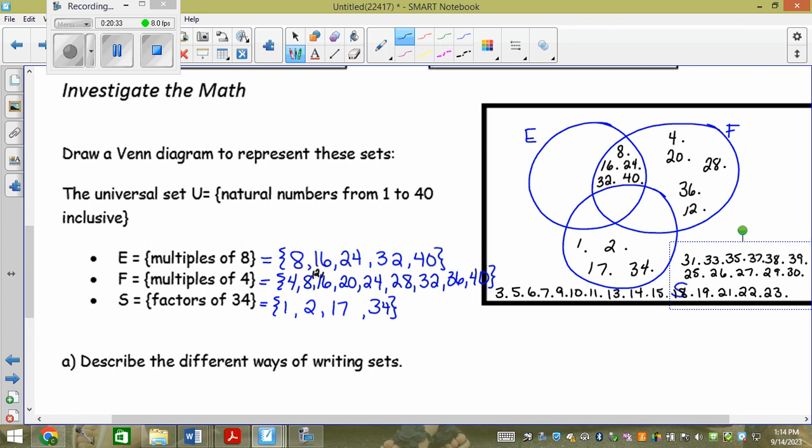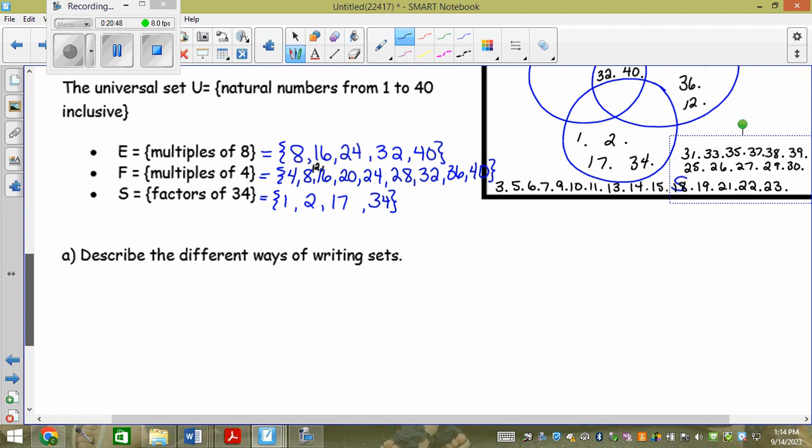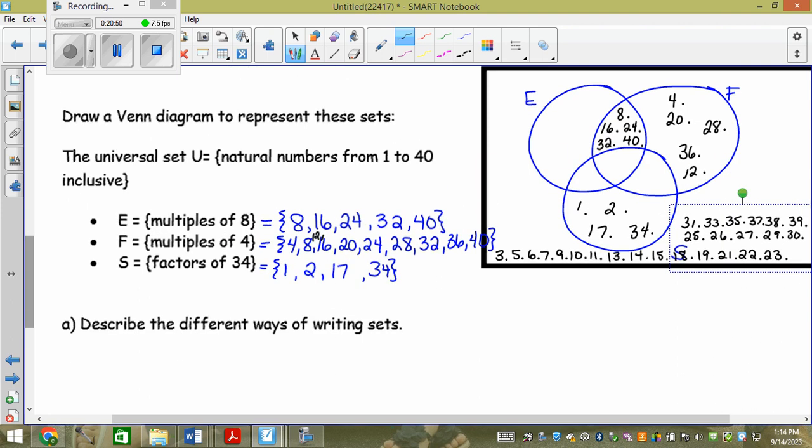Why am I putting the dots behind the numbers again? Yeah. Those are the actual numbers, not like amounts of numbers. Exactly, it shows that they're actual numbers, not amounts. We don't have to describe the different ways of writing sets. Did we get that? Then we're going to flip over.